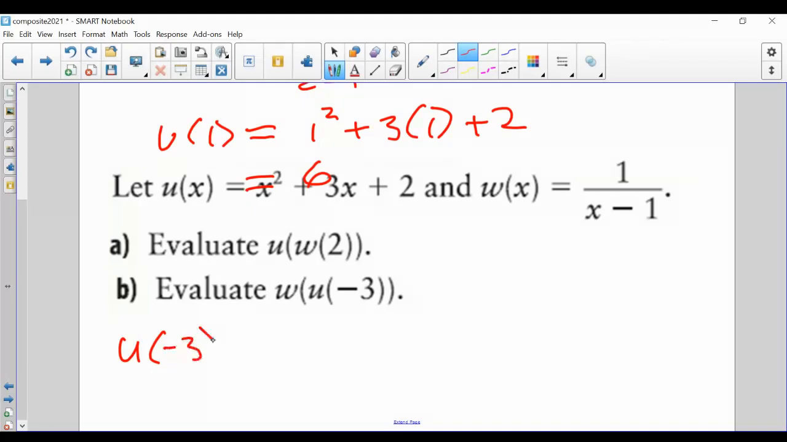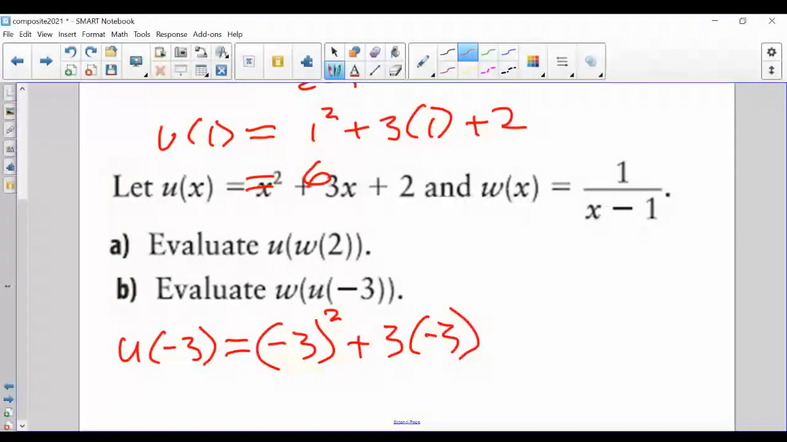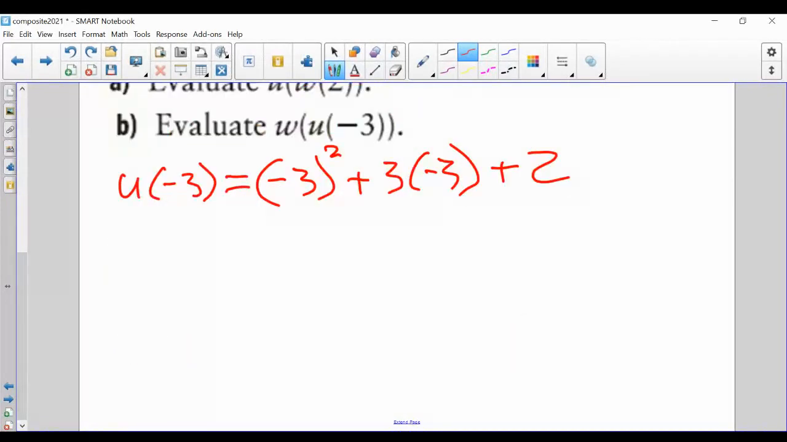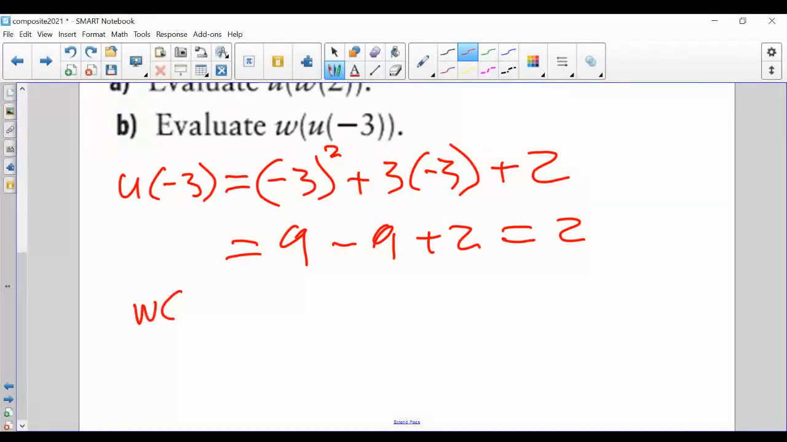So the U of minus 3 is equal to the minus 3 squared plus 3 times minus 3 plus 2. Okay, so this is going to be equal to 9. This is going to be equal to minus 9 plus 2, which of course is equal to 2. And what do I do with that? What happens next? Find the W of 2. All right, I have the U of minus 3, and I need to find the W of 2.